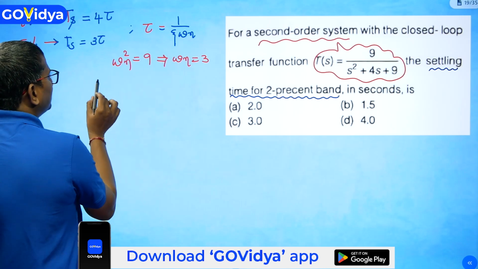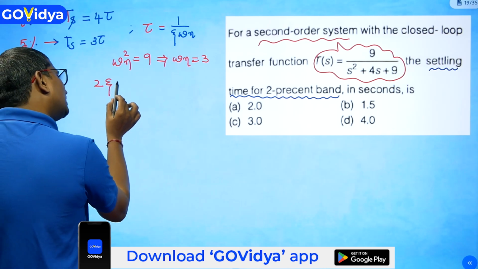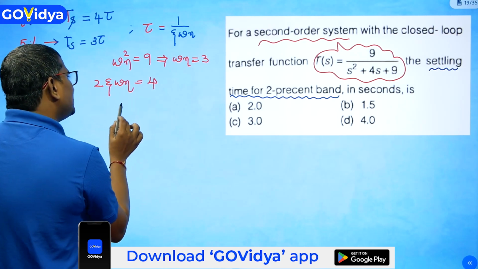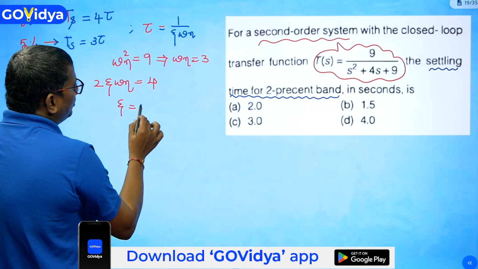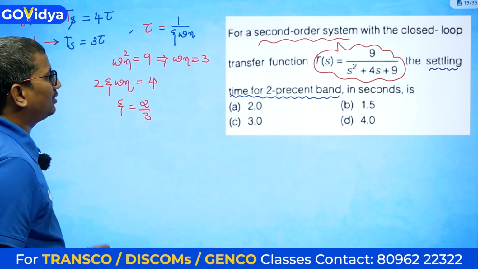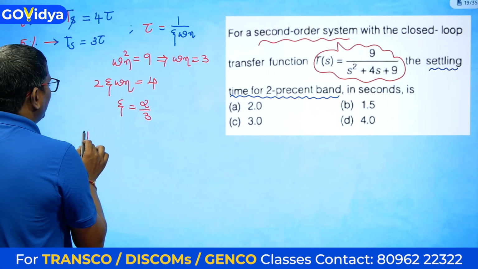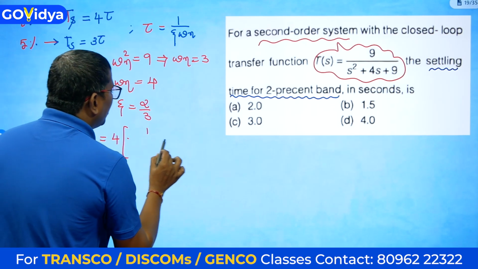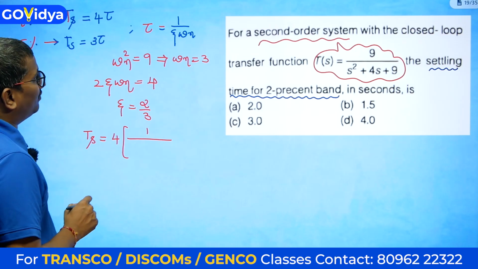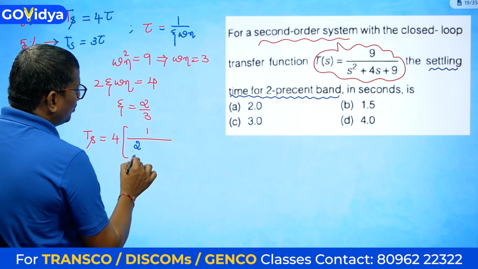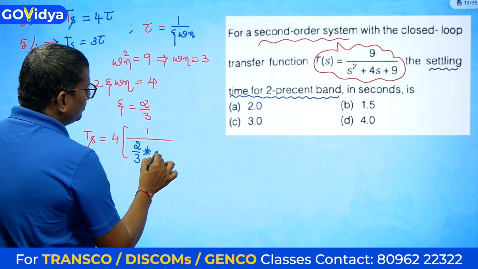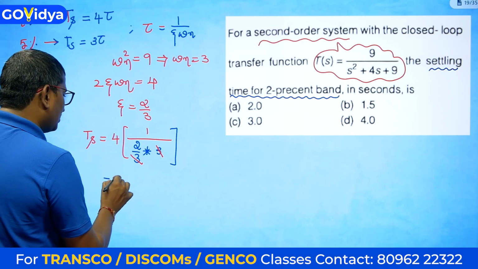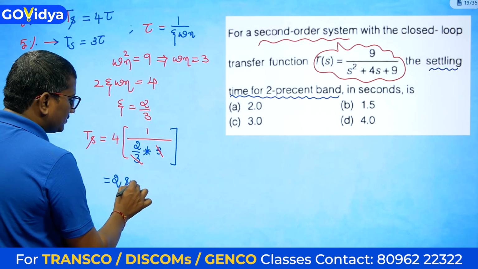Now what about zeta? 2 zeta omega n is equal to how much? 4. Then what is zeta? 2 goes to this side, so this will be 2 by 3. Then what about the settling time for 2% tolerance? Ts is equal to 4 into 1 upon zeta omega n. What is zeta? 2 by 3. What is omega n? Which is 3. So 3 gets cancelled, and the answer is 2 seconds.